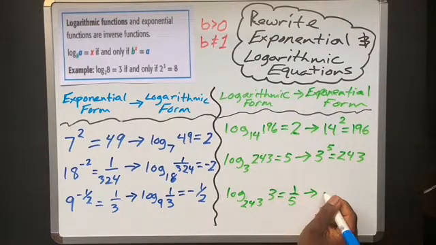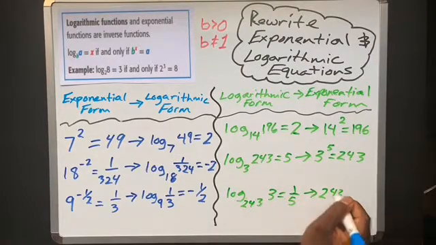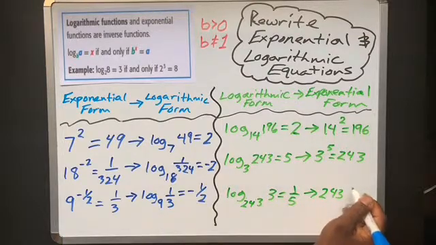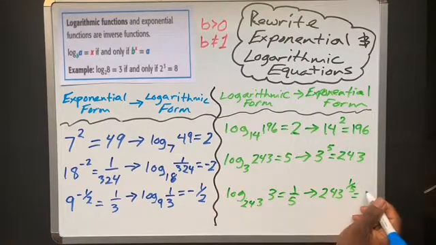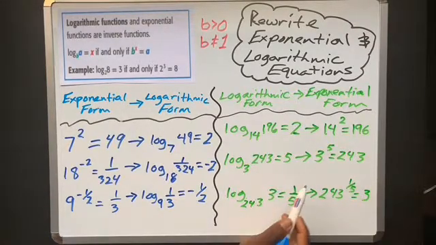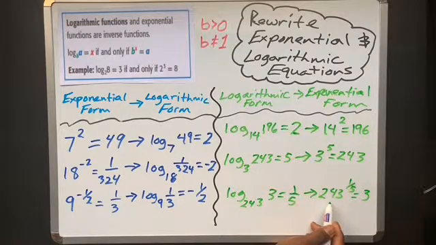So our base is 243, raised to the exponent. What is that? 1/5. And what does it equal? It equals 3. Just like 3 to the 5th power equals 243, this says the 5th root of 243 equals 3. What that means is, what number can you multiply by itself 5 times to give you 243? Well, that is 3.